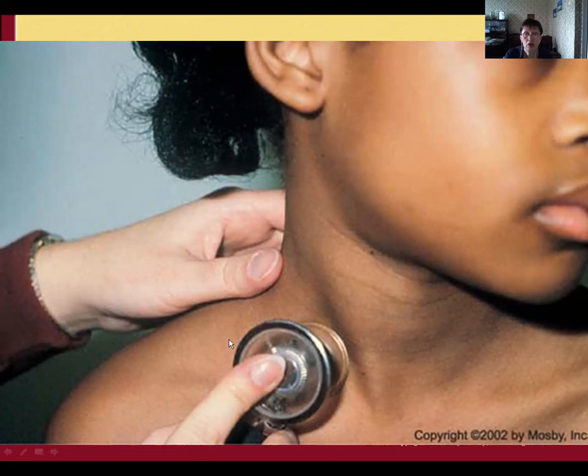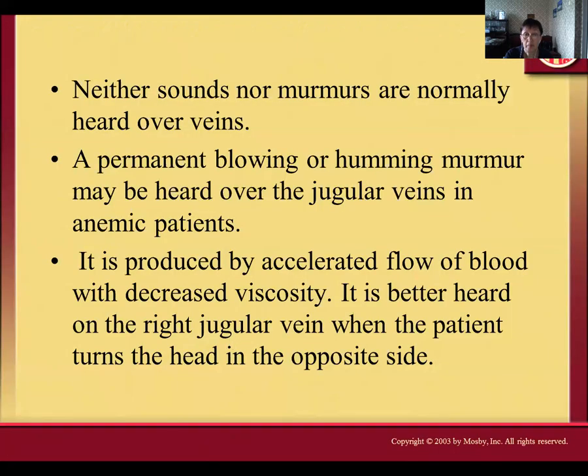There are no sounds over the vein in norm, but in anemia, for example, we can hear blowing or humming sound. It is not called murmur, it is called hum or venous hum. So you see we have different terms. Murmur over the heart, bruit over the artery, and hum over the veins. And if the murmur over the heart is palpable, it is called thrill.